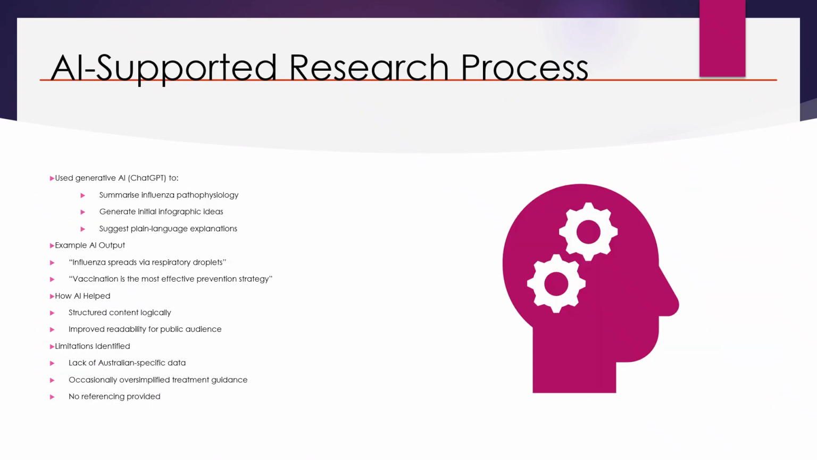Supported research process. In the initial stages of this assignment, I used generative AI tools, especially ChatGPT, to support my research process. AI was used to gather general background information about influenza, including how the virus spreads, its symptoms, and common prevention strategies. For example, AI-generated explanations such as influenza being transmitted through respiratory droplets highlighted vaccination as the most effective method of prevention.